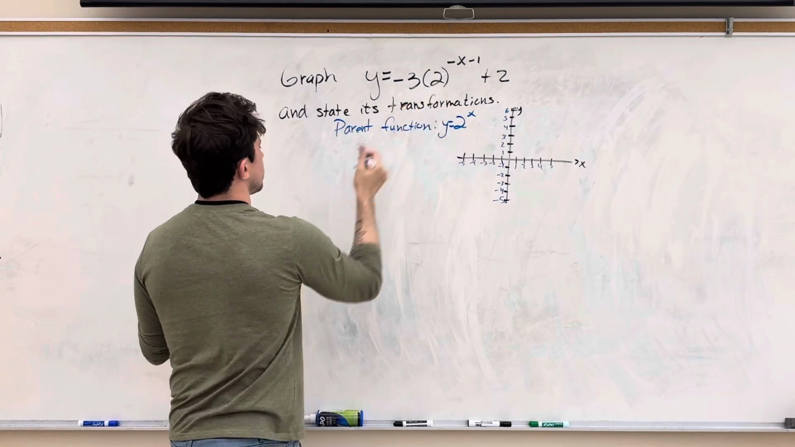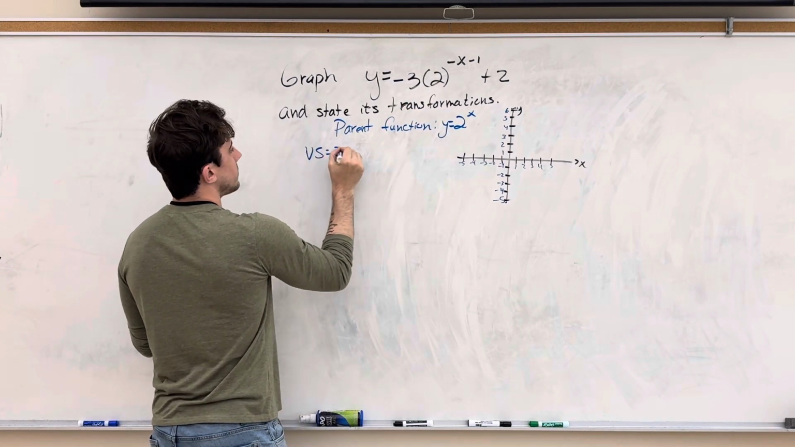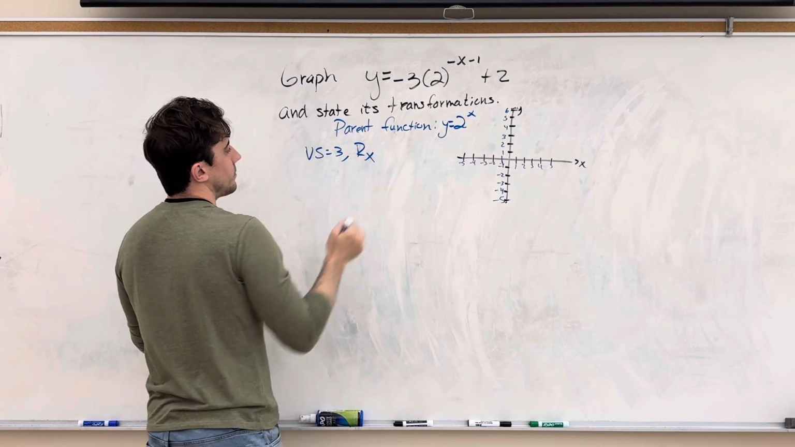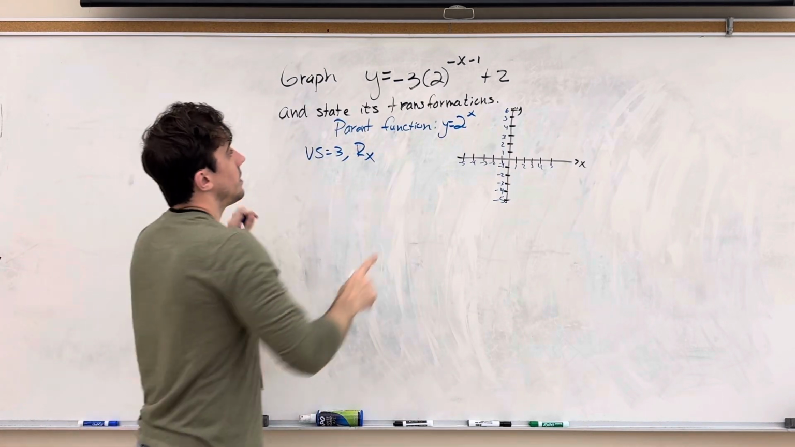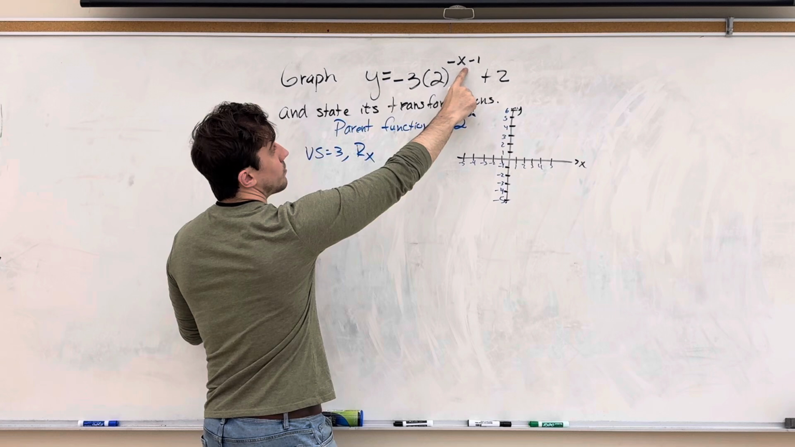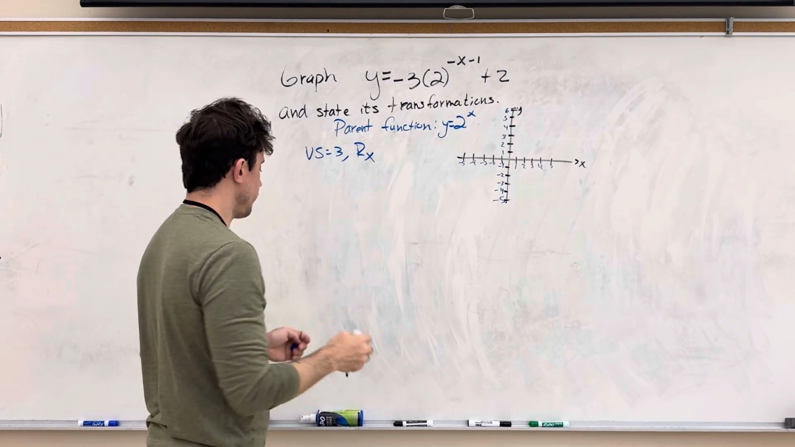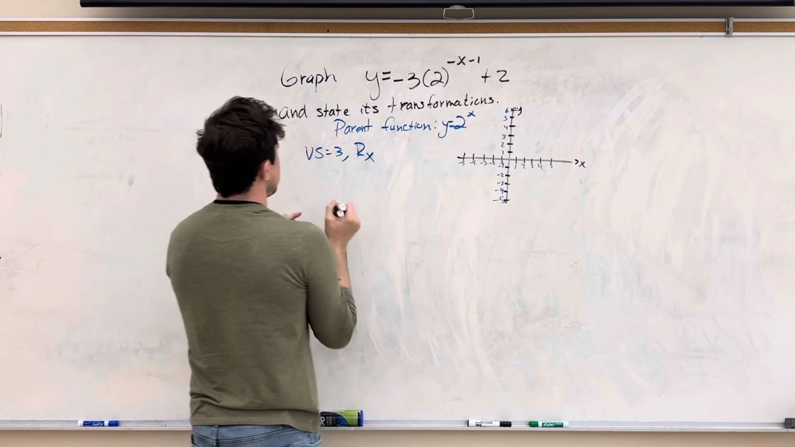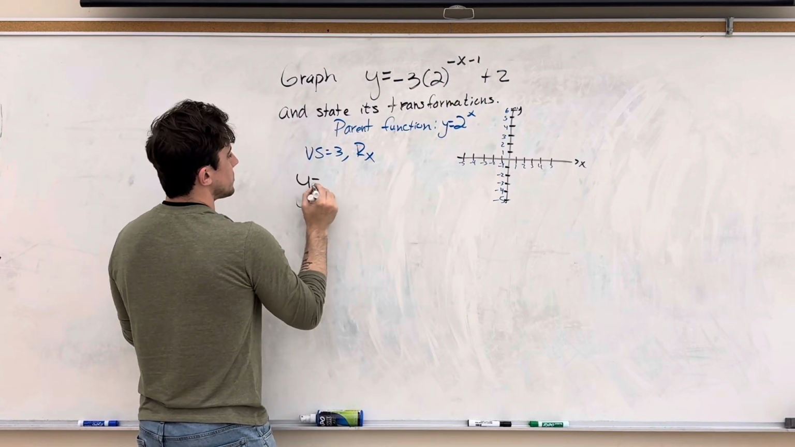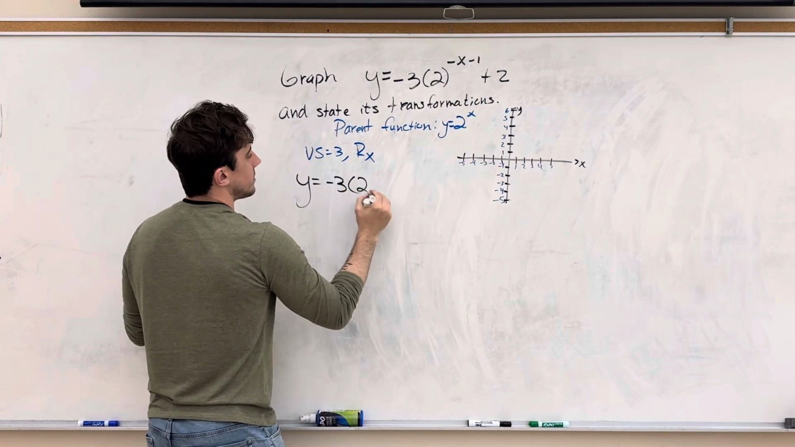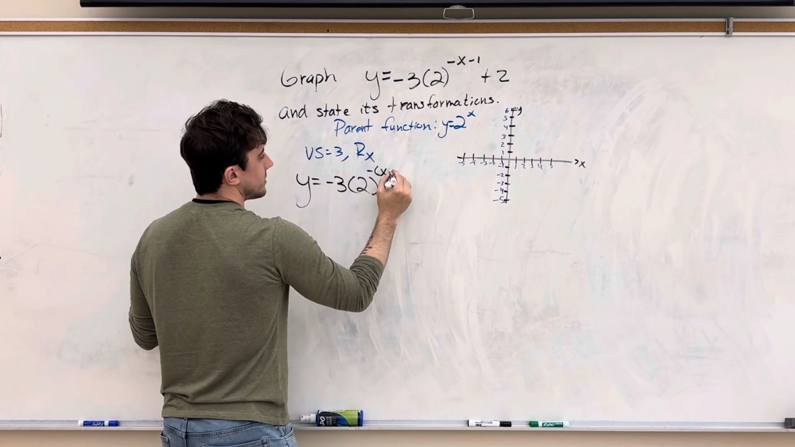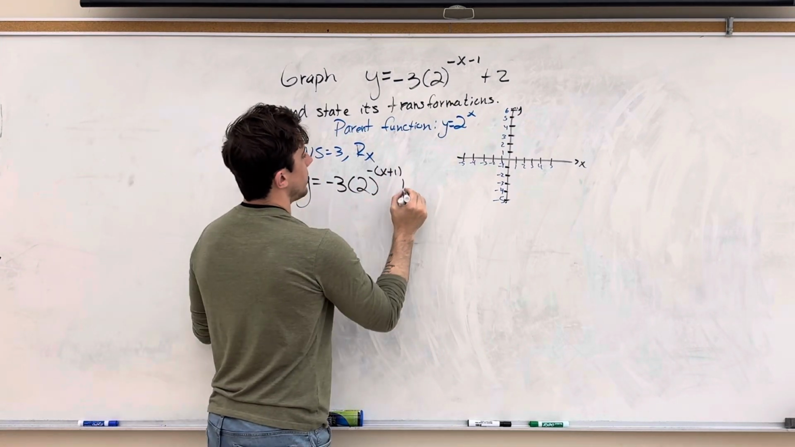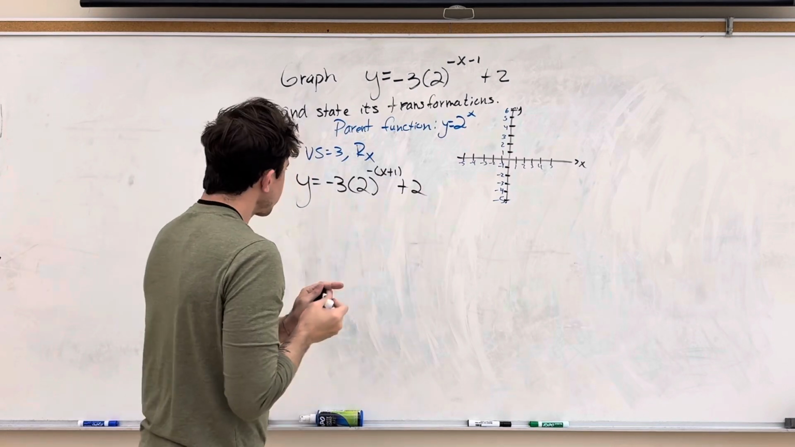We have a vertical stretch of 3. The negative at the very front means we have a reflection about the x-axis. That exponent, we're going to need to rewrite this in real transformational form, and so that negative needs to be factored out of both terms. So I'm going to rewrite this equation as y is equal to negative 3 times 2 to the negative bracket x plus 1, which is its real transformational form. And again, the plus 2 at the end.